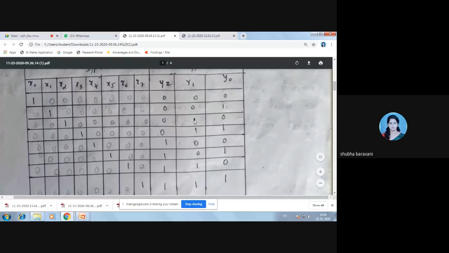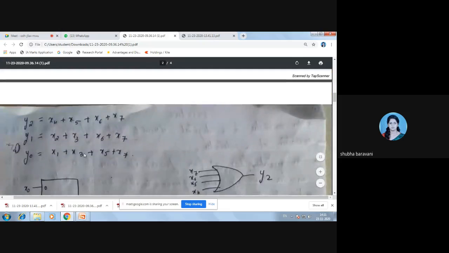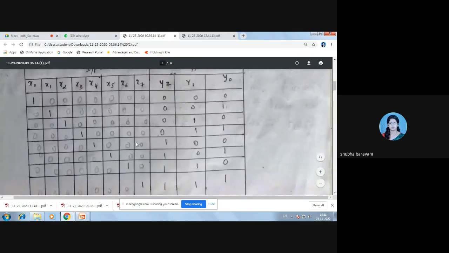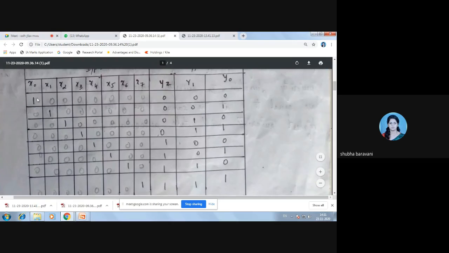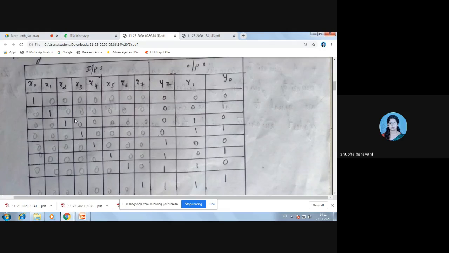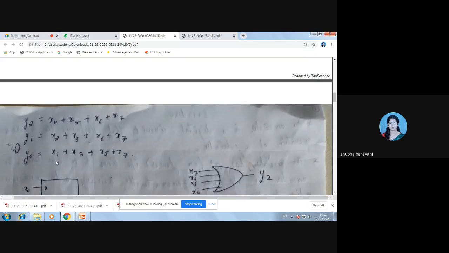Okay. Right. Now see, similarly I have to write the equation for y1. See, y1 is high for x2, then for x3, then for x6 and for x7. So see, y1 is x2 + x3 + x6 + x7. Okay. Similarly, y0 is 1 for x1, then x3, then x5 and x7. Okay, so your y0 is x1 + x3 + x5 + x7. Up till here, was it understood?